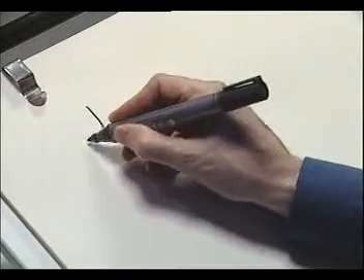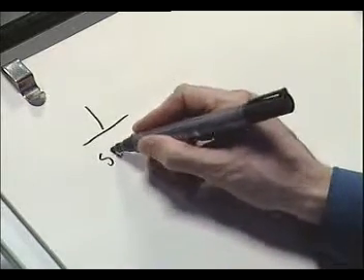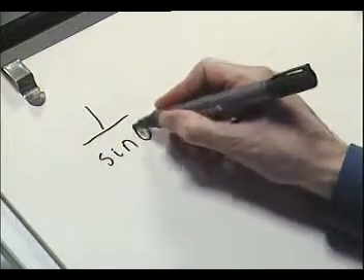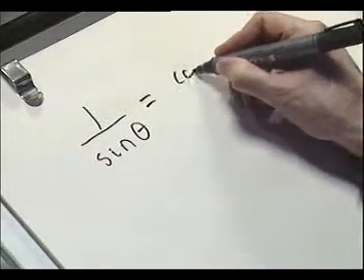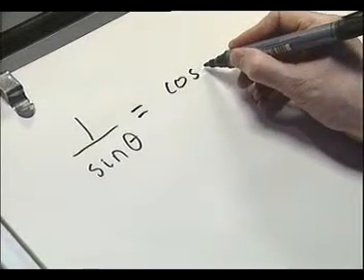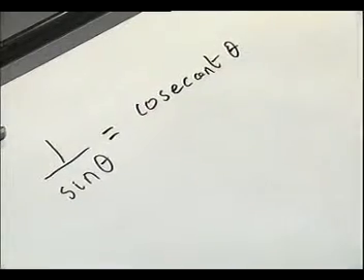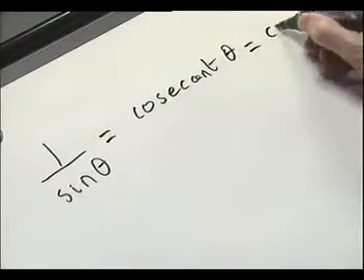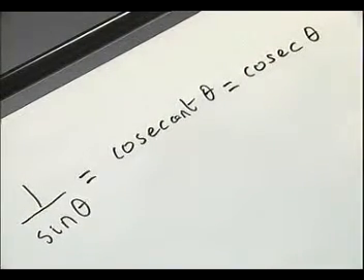The first one that we want to have a look at is cosec, and that is defined to be 1 over sine. So 1 over sine theta is equal to, now to give it its full name, the cosecant of theta. But we shorten that to cosec theta.